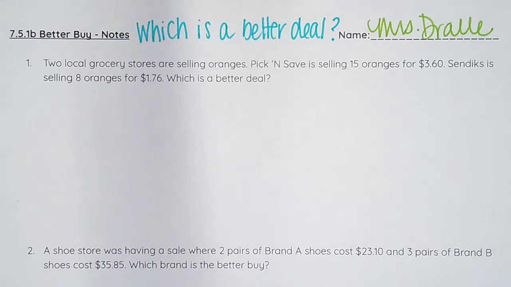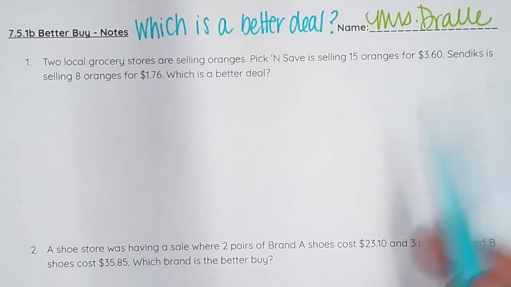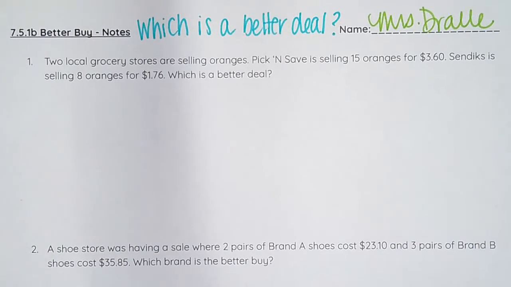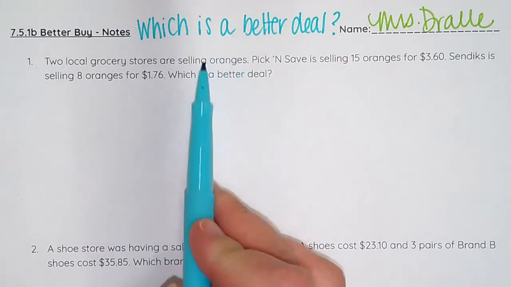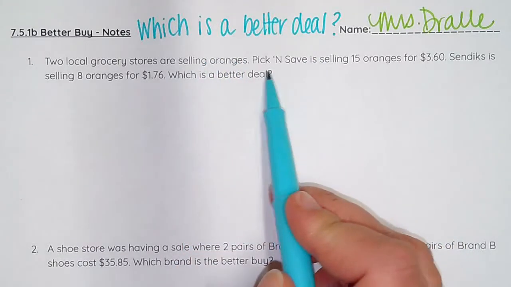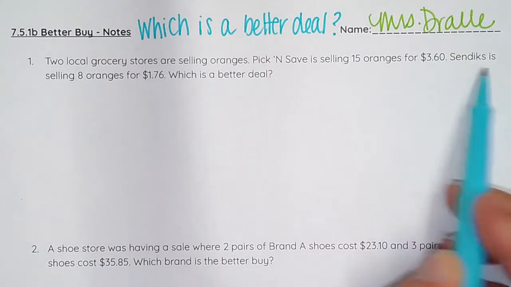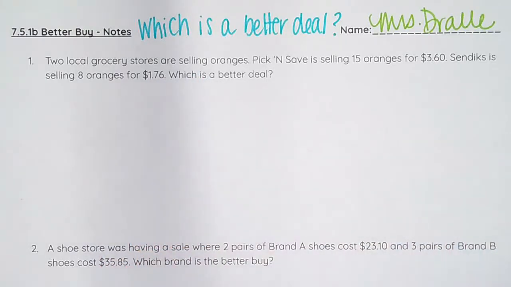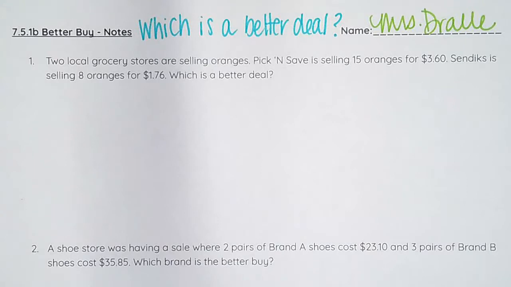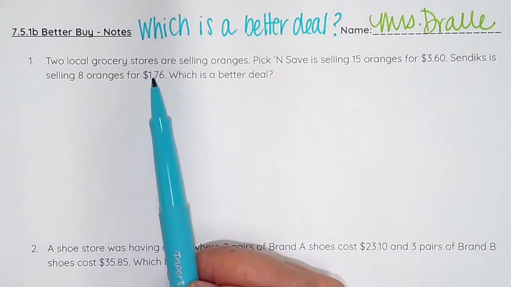Remember that this is just for learning purposes, and we are strictly comparing the numbers, not the quality of the product at this point. Okay, so the first one says that two local grocery stores are selling oranges. Pick and Save is selling 15 oranges for $3.60, while Sendix is selling 8 oranges for $1.76. And we want to know which is the better deal. So we need to compare Pick and Save's oranges to Sendix oranges.